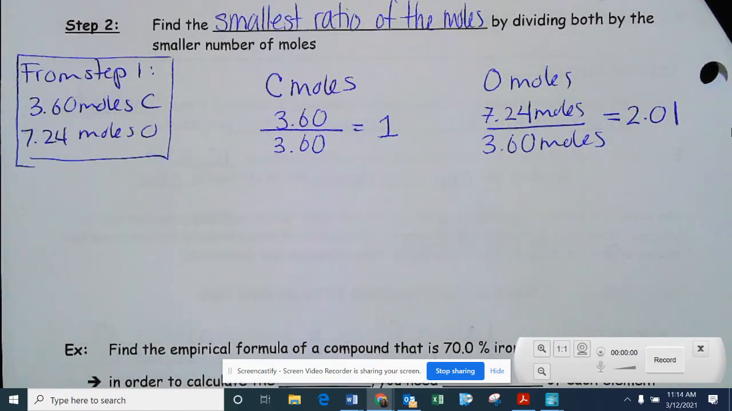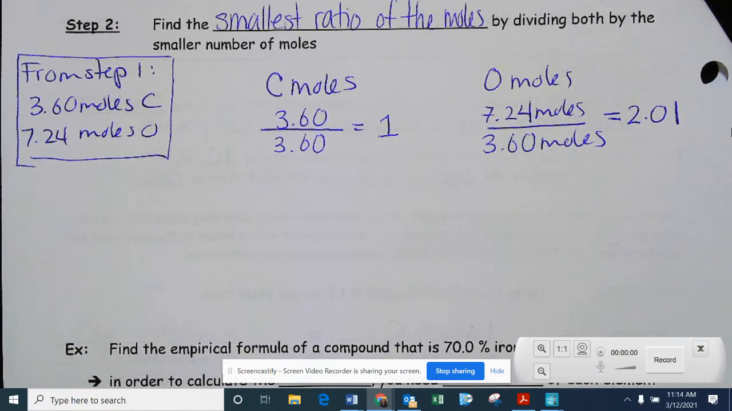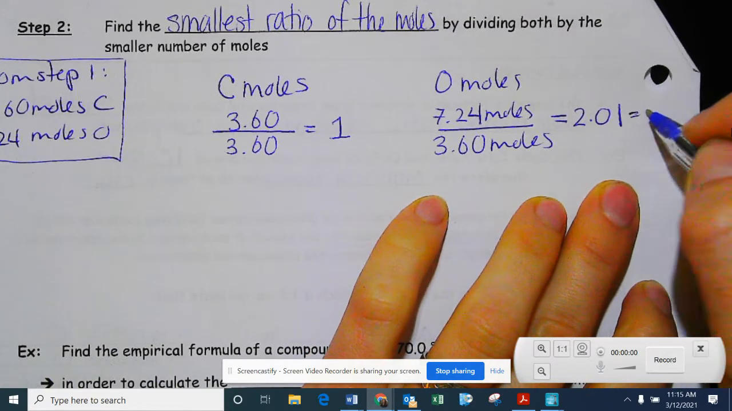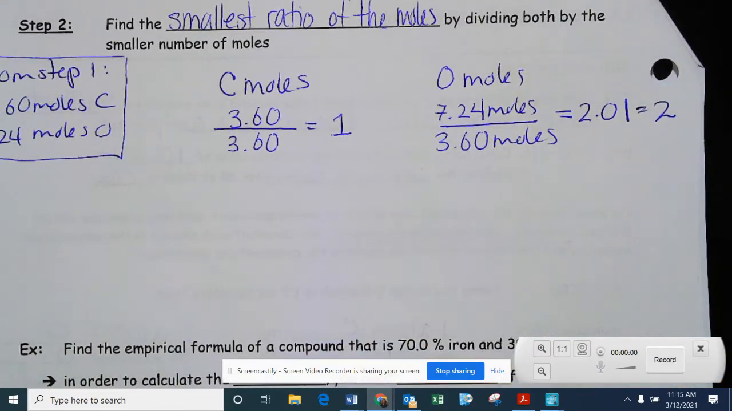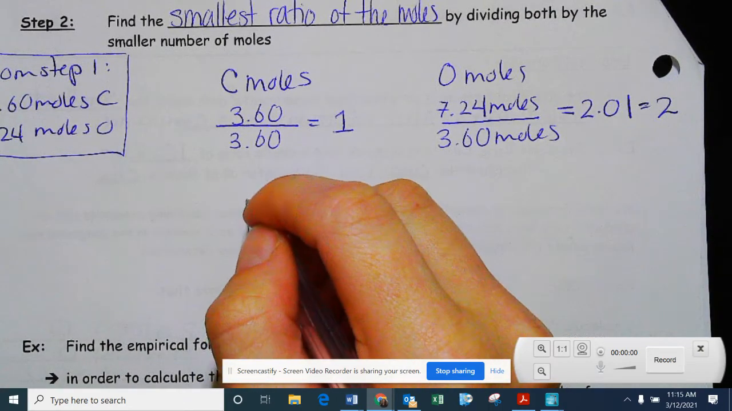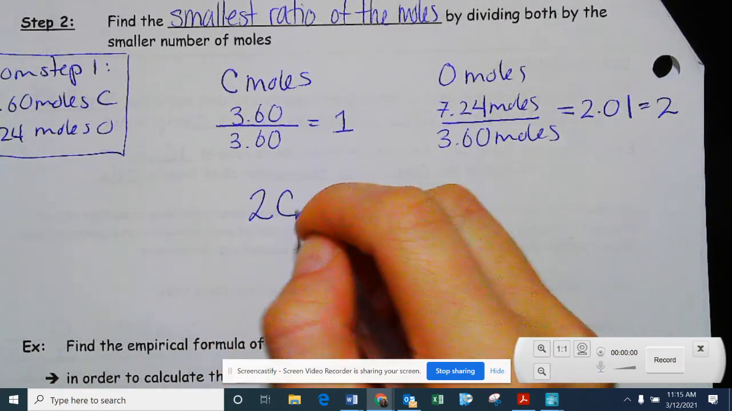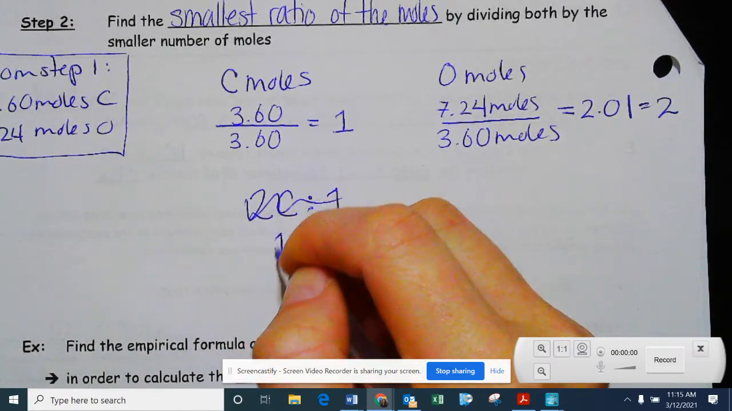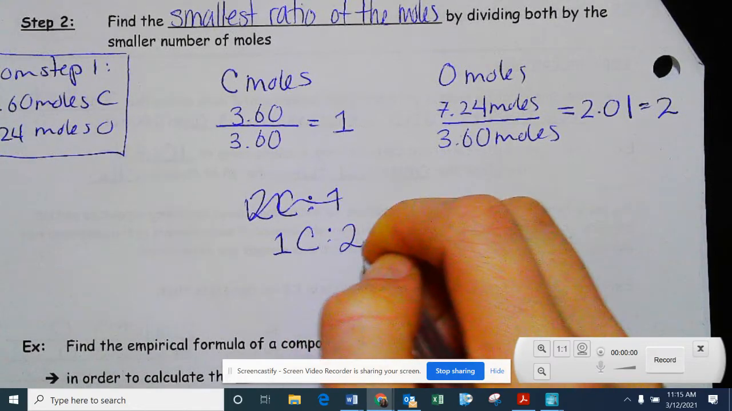And what I'm going to end up with there is 2.01. So this is close to 2. We're going to round to the whole number. Can you have 0.01 of a molecule? No. Not unless you are doing nuclear fission, which we're not. So we can round that to 2. So what this gives us is a ratio of 1 carbon to every 2 oxygens.